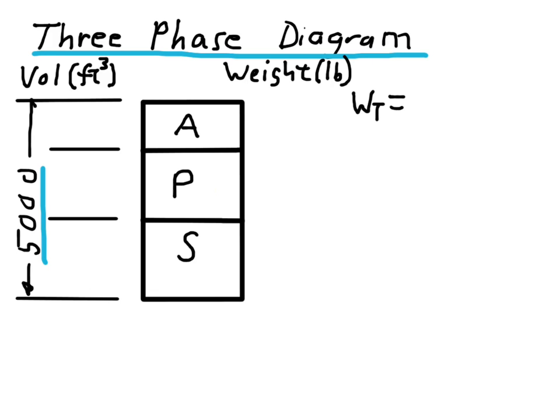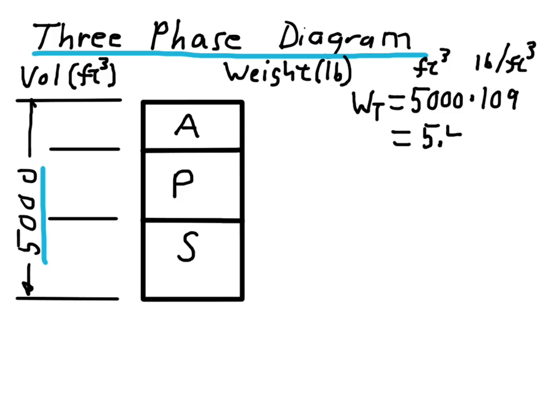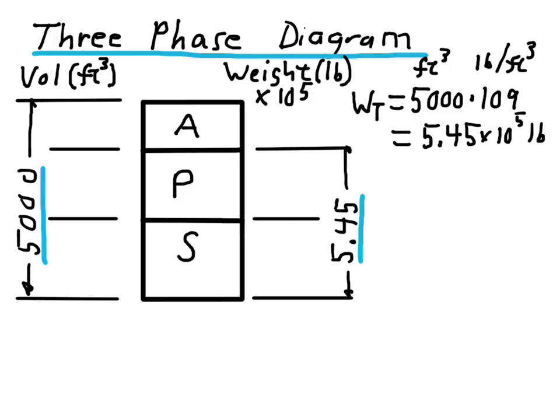And then we can calculate the total weight. Total weight simply equal to the total volume, 5,000, times the unit weight of the soil, 109 pounds per cubic foot, which we know. So that gives me 5.45 times 10 to the 5th pounds. I'm going to write the 10 to the 5th at the top of the column and just write the 5.45 in the side of the column. So I have 5.45 times 10 to the 5th total pounds of soil.